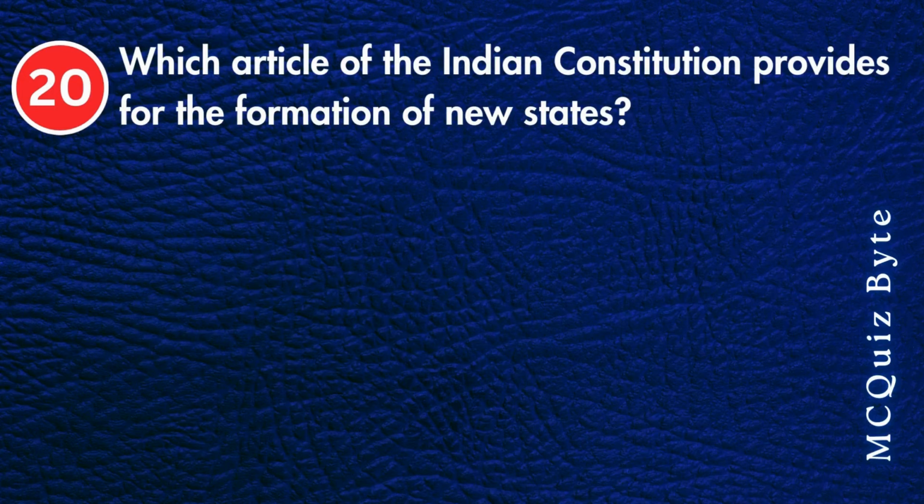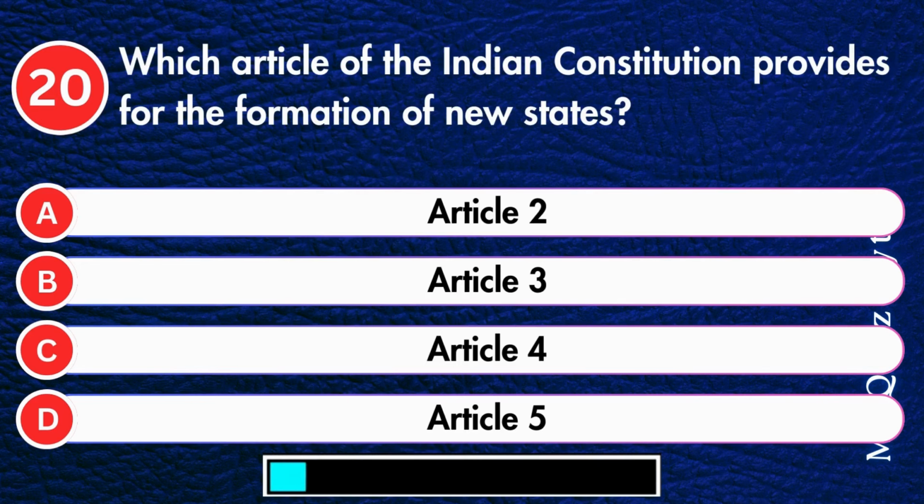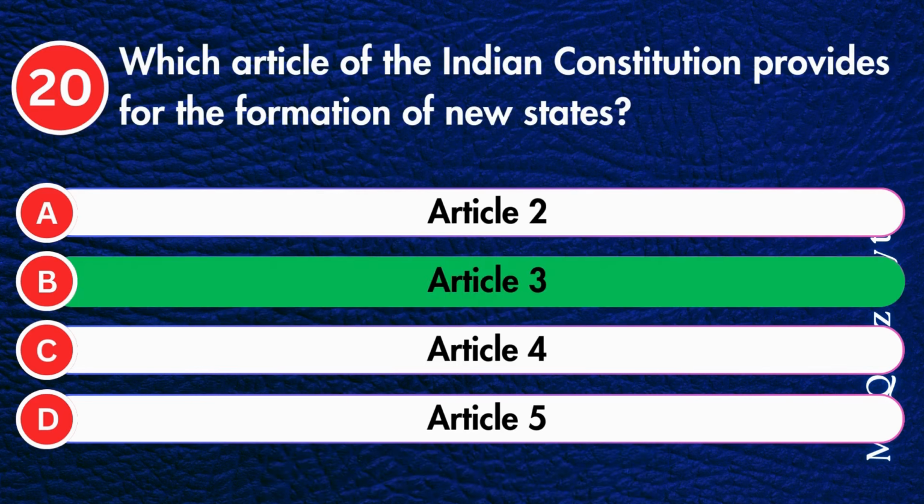Which article of the Indian Constitution provides for the formation of new states? Article 2, Article 3, Article 4, or Article 5? Correct answer is Article 3.